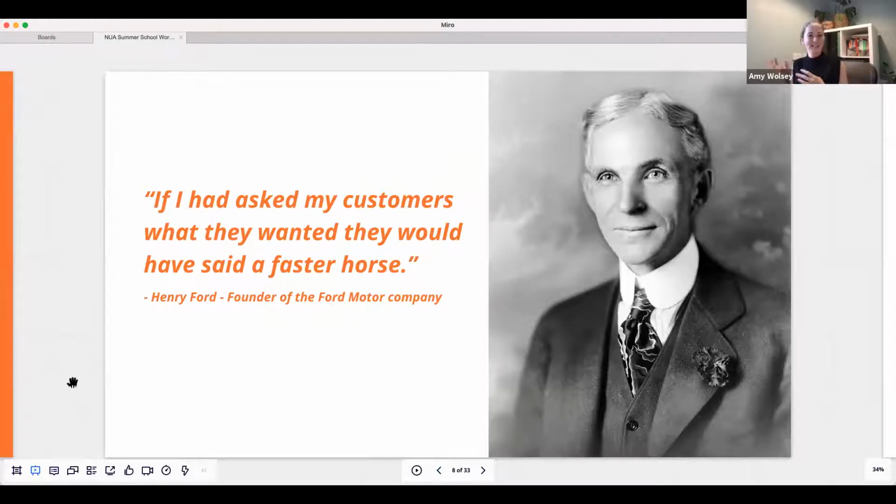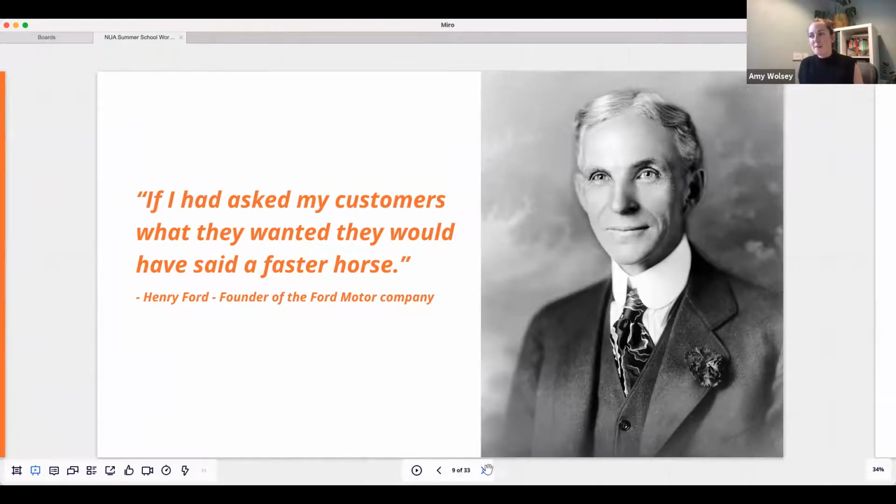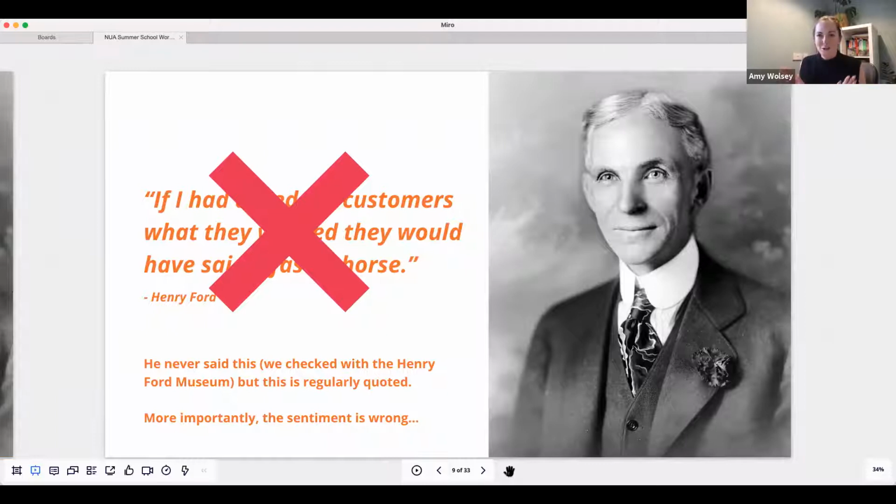So this is Henry Ford, founder of Ford Motor Company, so Ford Cars. And there's this quote that gets thrown around quite a lot, which is, if I'd asked my customers what they wanted, they would have said a faster horse. Now, there's something about this quote. We don't actually think he said it.